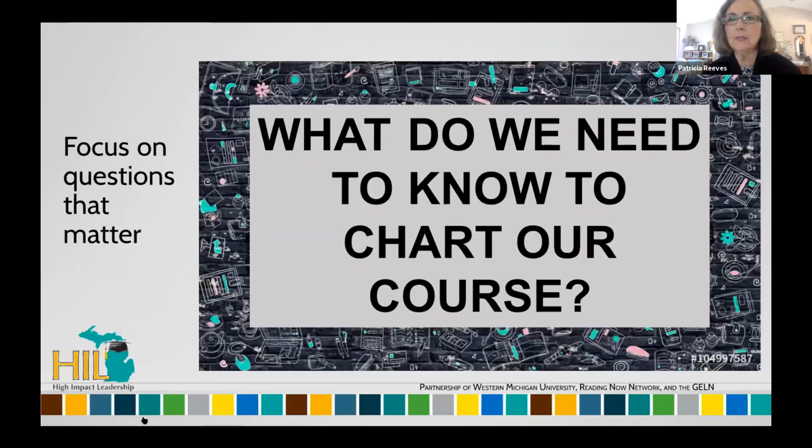And all of this starts with the questions we ask. If we can't figure out the right questions to ask, data just becomes white noise. It just becomes something that clutters up the environment. So if we want our data to serve us well, if we want our data to really point the way forward, then we have to start with the questions that matter.